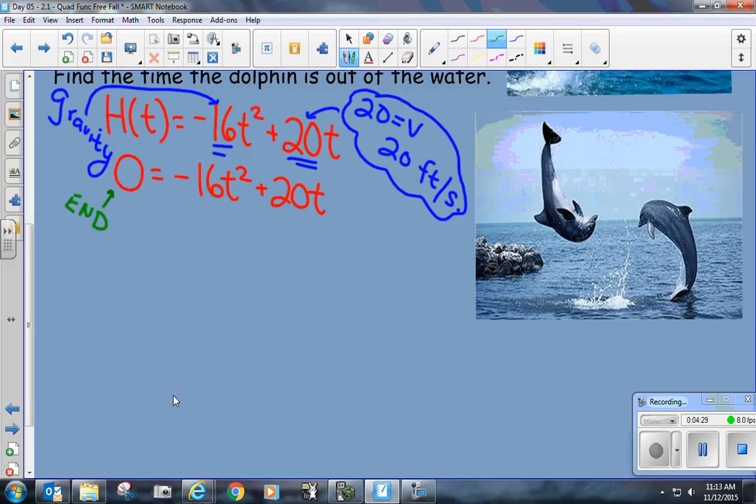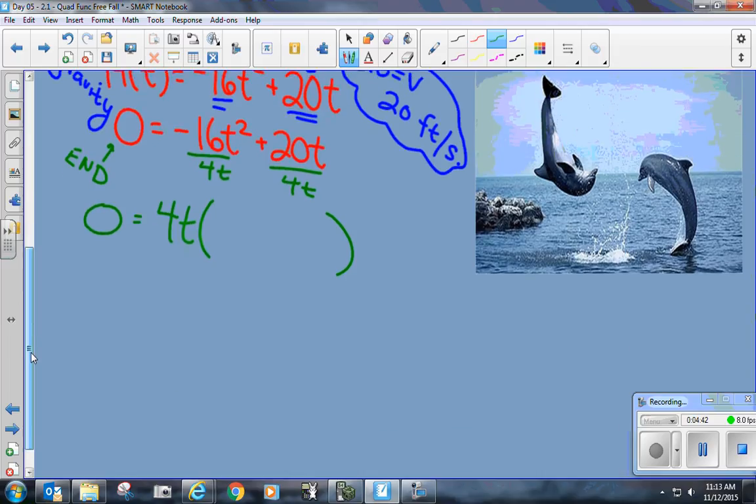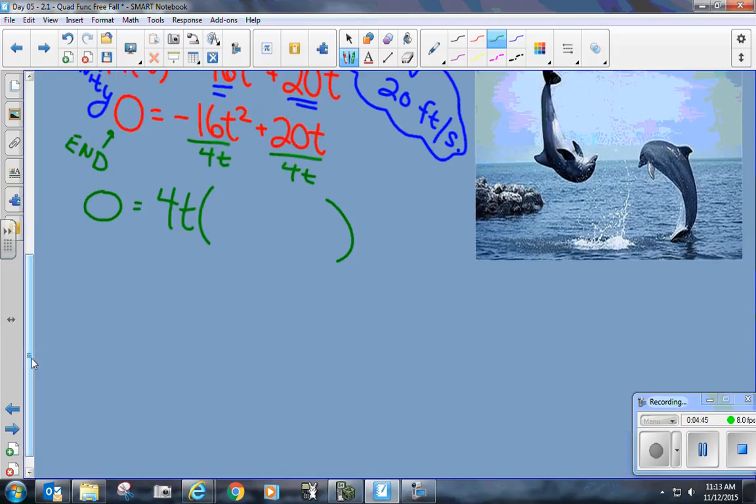Both of you are right, a 4 and a t. A 4 and a t. So I'm going to pull out the 4t. And remember, that's dividing, right? What will be left in the parentheses? You should know. You got it. Negative 4t plus 5.